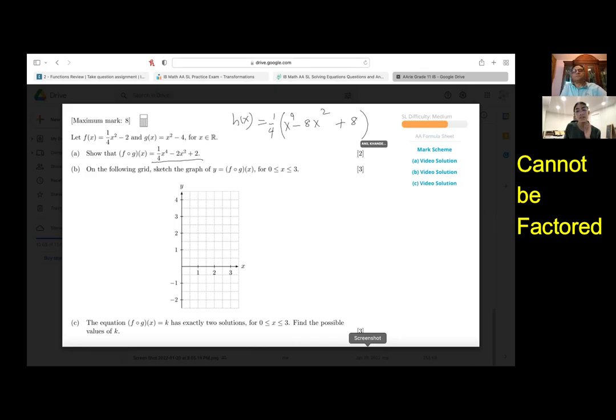I don't quite understand how you got to this point here. I took 1/4 common. I want to factor this. Oh, I understand. So to take 1/4, you multiply by 4. Got it. Yeah, so it cannot be factored, right?